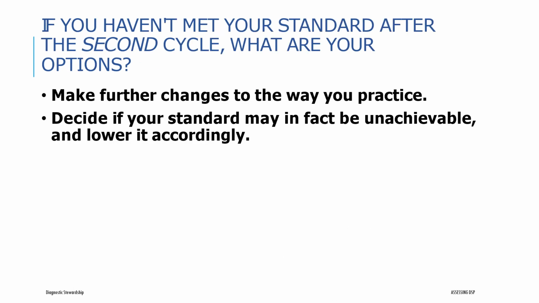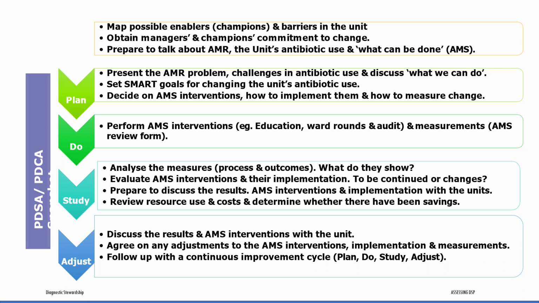If you haven't met your standard after the second cycle, then what are your options? Make further changes, decide if your standard may in fact be unachievable, and lower it accordingly. This is what a pure PDCA plan, do, check, study, adjust cycle looks like. We will speak in detail through this slide.